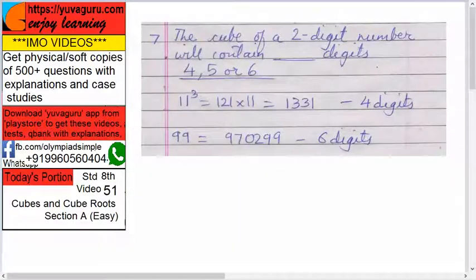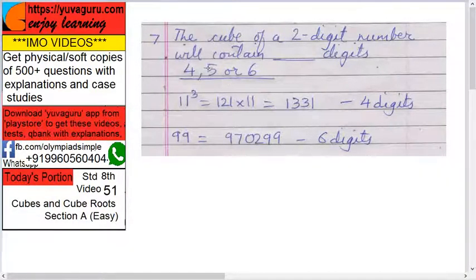Next, the cube of a 2-digit number will contain dash digits. Means how many digits? So 4, 5 or 6. That is the answer. How? 2-digit number. Let's check 11, or you can check 10 also. 10 cube is what? 1000. So 4 digits. 11 cube is 1331.